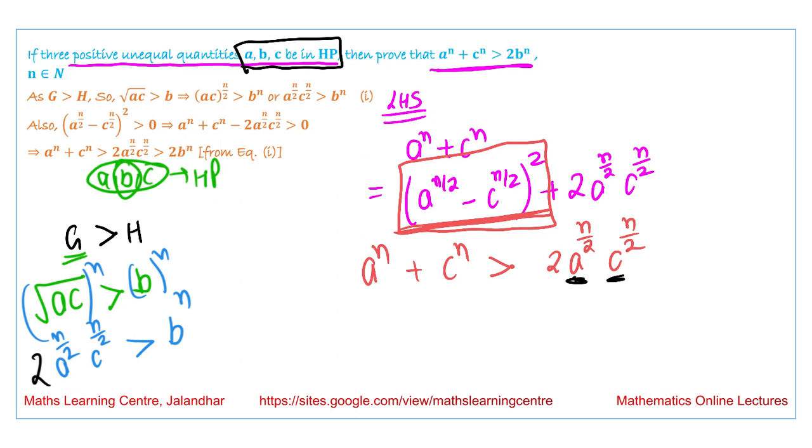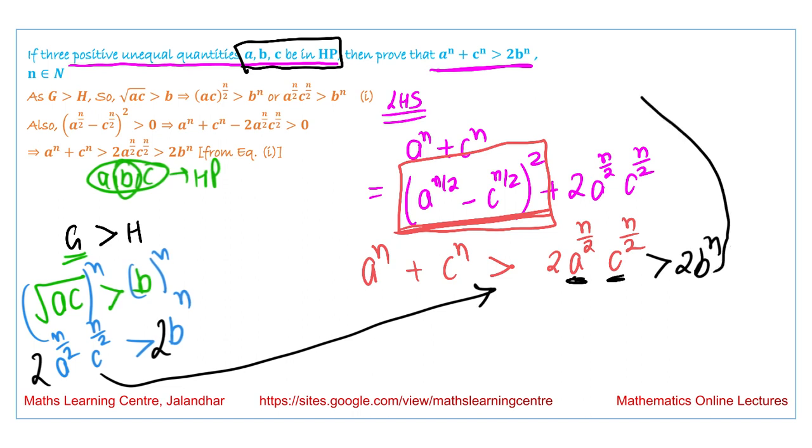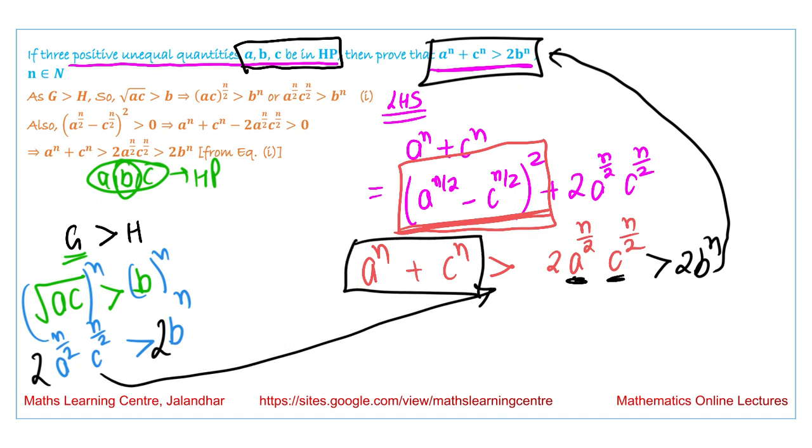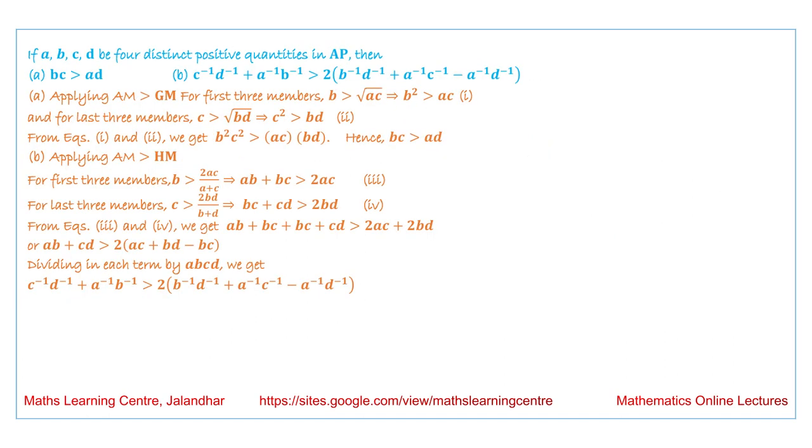If we multiply both sides of this equation by 2 and combine these results, we are saying that this is greater than 2 times b raised to the power n, and this is what we have to prove. That is, a raised to the power n plus c raised to the power n is greater than 2 times b raised to the power n. We have proved this result. Next is, if a, b, c, d are 4 distinct positive quantities in AP, then we have to prove that bc is greater than ad.